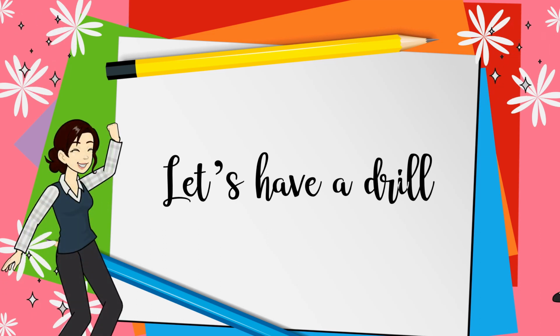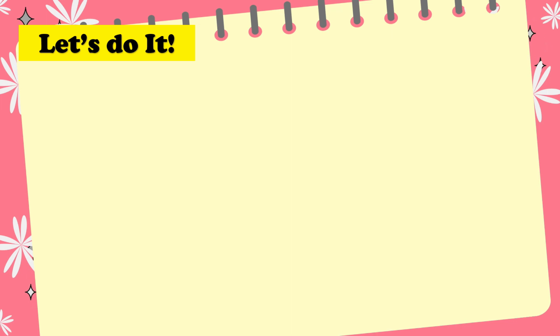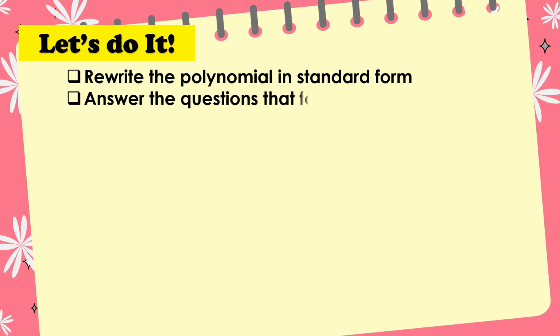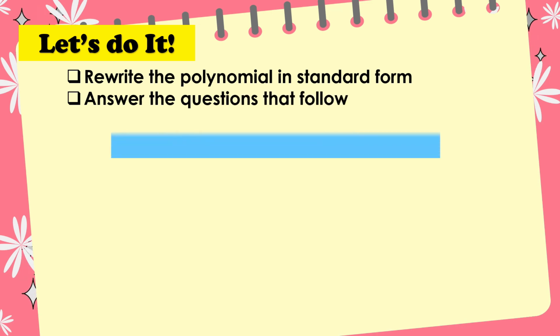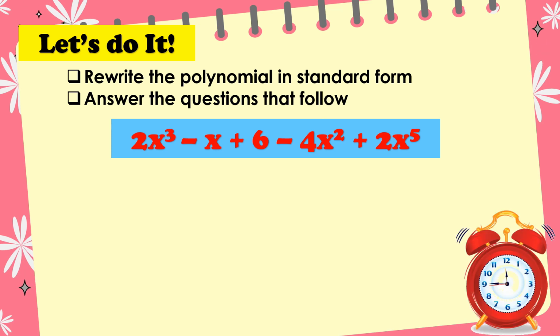Let's have a drill. Let's do it. We write the polynomial in standard form and answer the questions that follow. 2x cubed minus x plus 6 minus 4x squared plus 2x raised to 5. Remember, in rewriting polynomial in standard form, dapat yung exponent ng ating variables ay in descending order. O yung degree ng terms natin, dapat naka-arrange sila in descending order.